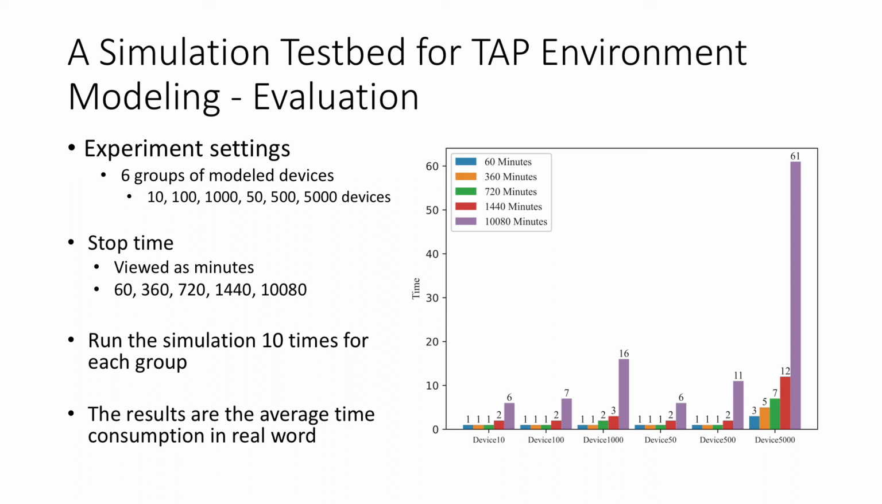As shown in the figure, the time consumption of the stop times 60, 360, and 720 for the 4 groups, device 10, device 50, device 100, device 500, is 1 second in the real world. And the time consumption of stop time 1440 for them is 2 seconds. In summary, this testbed could deal with large-scale simulation within a few seconds.